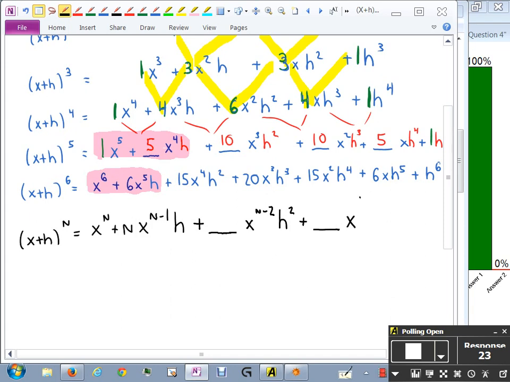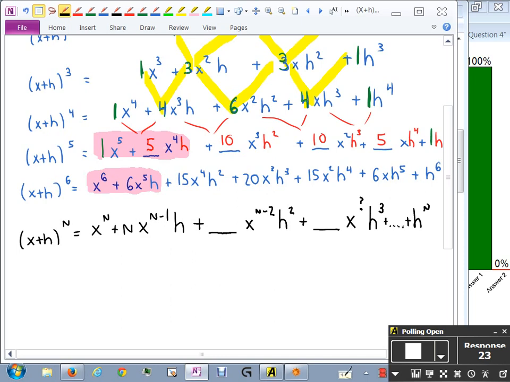And as I continue this, I won't know the numbers. X will be to some power. I honestly don't care about it anymore. You'll see why. And then I'll have h cubed, right? And that'll continue all the way down until my last term is what? H to the n. So this will continue all the way down here until h to the n. That's what will happen if I were to expand that out.